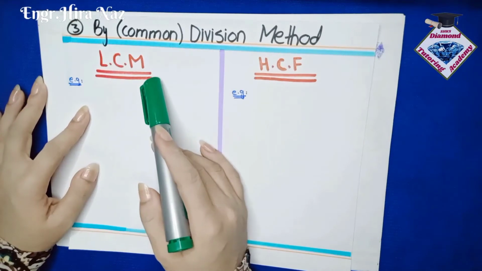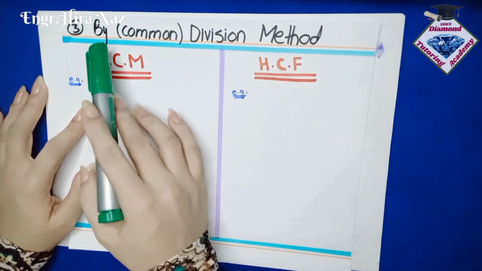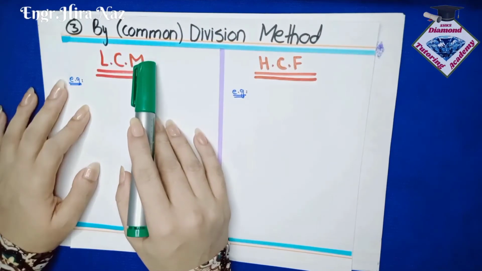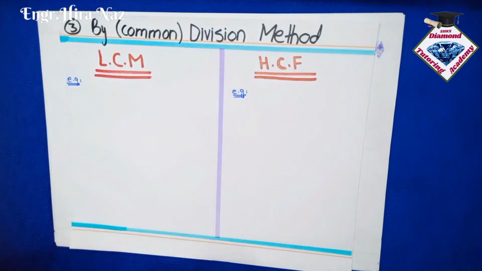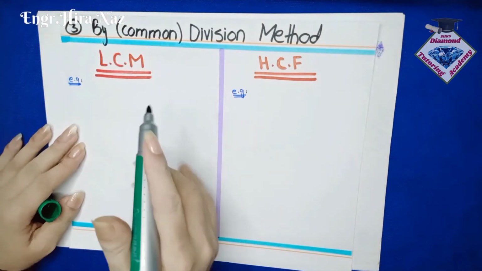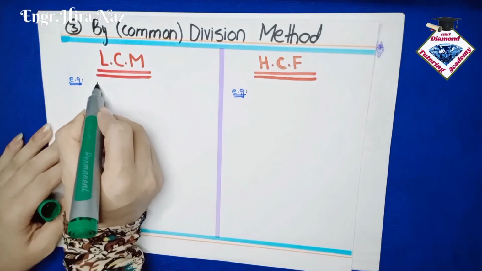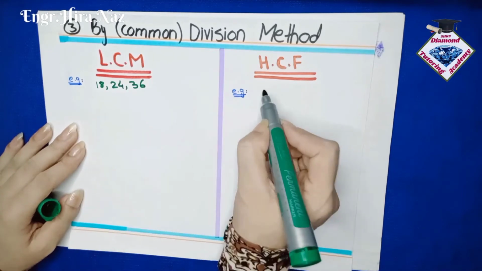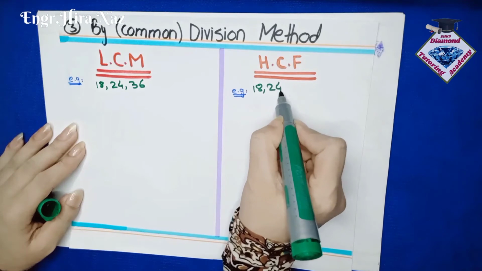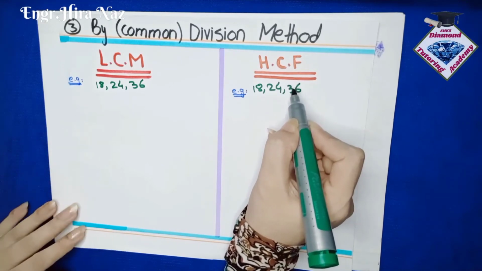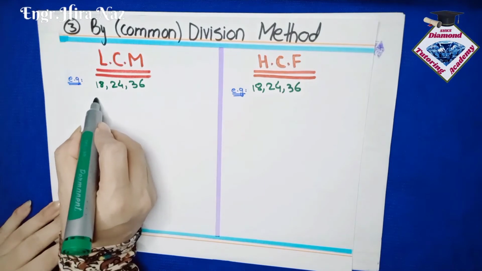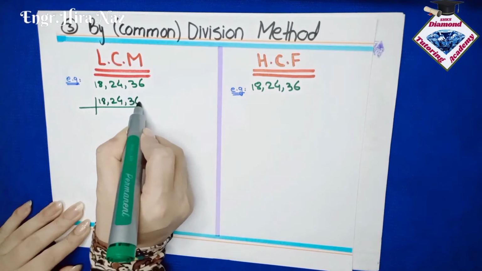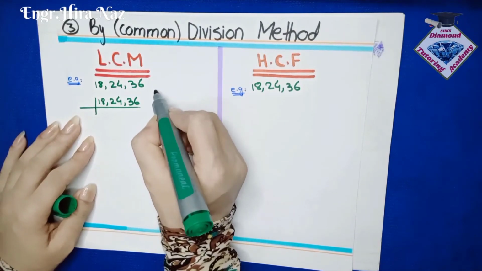Let's discuss another method to take LCM or HCF, that is the common division method, or sometimes you can say division method. We call this method the common division method because here in this case we have a common divisor. Let's suppose we have 18, 24 and 36. What you have to do is, you have to divide them all at the same time. You have to choose the divisor.